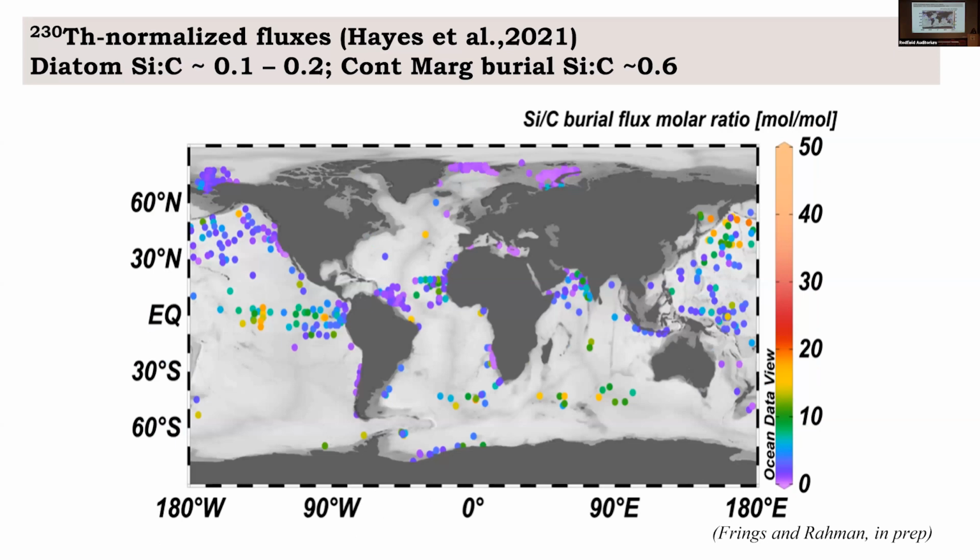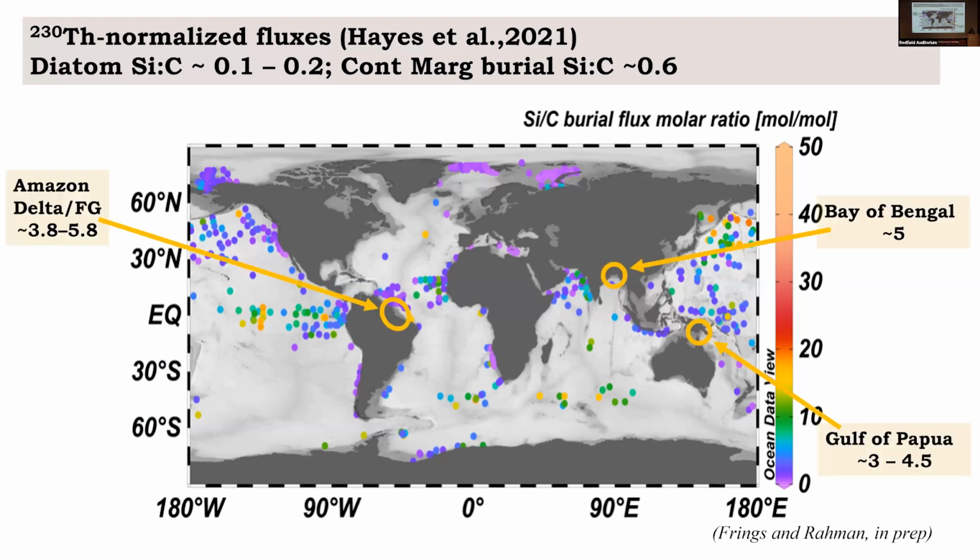So when we talk about carbon, these are thorium normalized fluxes. These are silicon to carbon ratios from those data points. Recall that diatom silicon to carbon ratios are 0.1 to 0.2, and it's assumed that in the continental margin, your silicon to carbon ratios are 0.6, and you use these ratios to extract carbon burial from your biogenic silica contents.